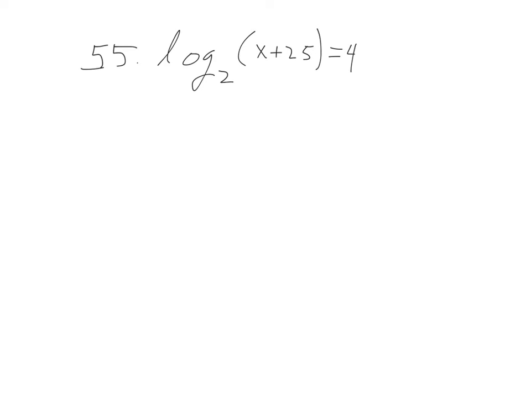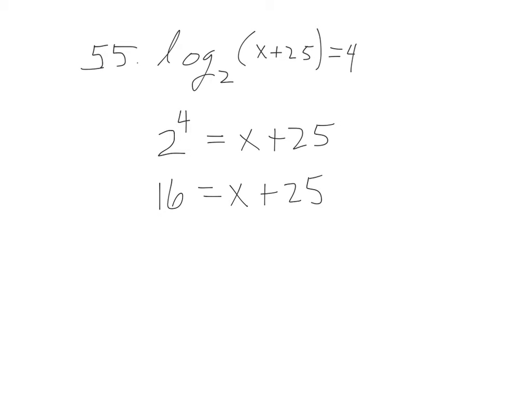In this case, for number 55, we see we have a logarithm set equal to a number. So we go ahead and put it into exponent form. Our base is 2, so 2 to the fourth equals the argument, which is x plus 25. And now at this point, it's just a linear equation. 2 to the fourth is 16 equals x plus 25. Subtract over 25. X will equal -9.